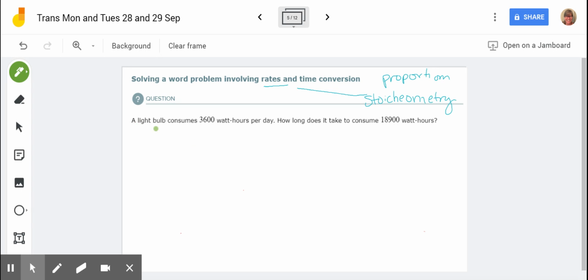It says a light bulb consumes 36 watt hours per day. So usually you can write that down as this is a ratio, you guys. When you have ratios, by the way, you often have proportions. 36 watt hours per day. It says how long does it take to consume 18,900 watt hours? See how watt hours is over day? And this is one day.